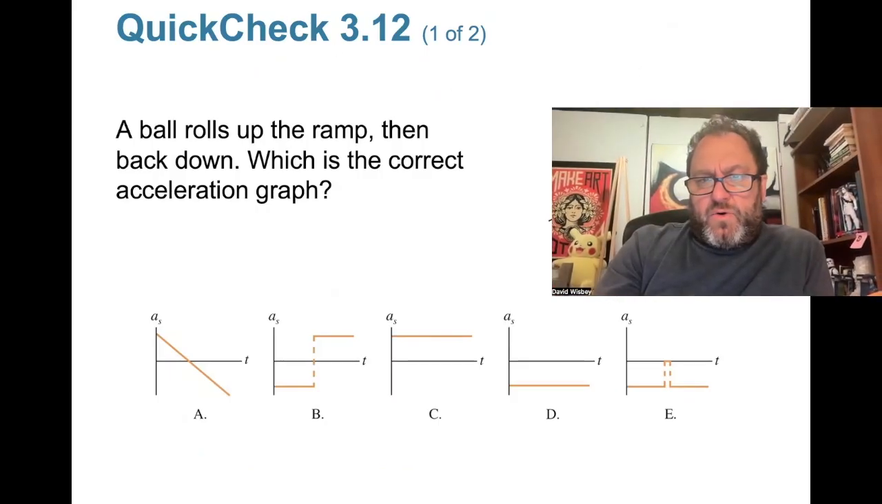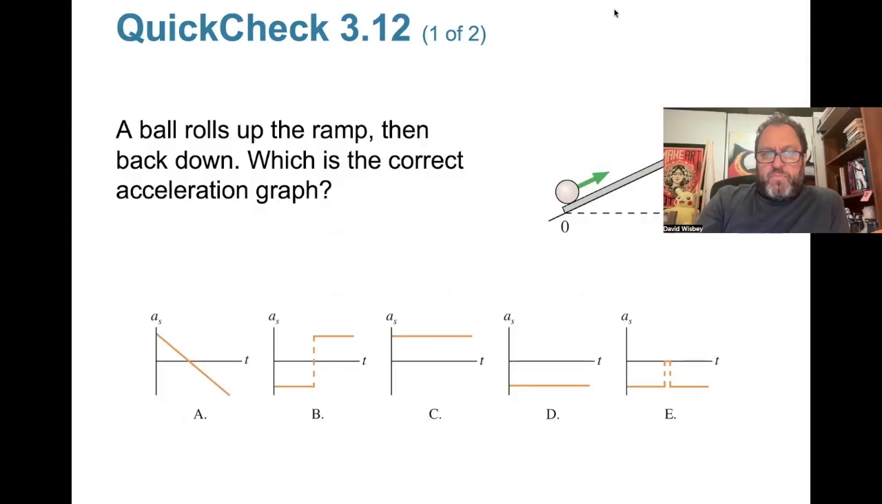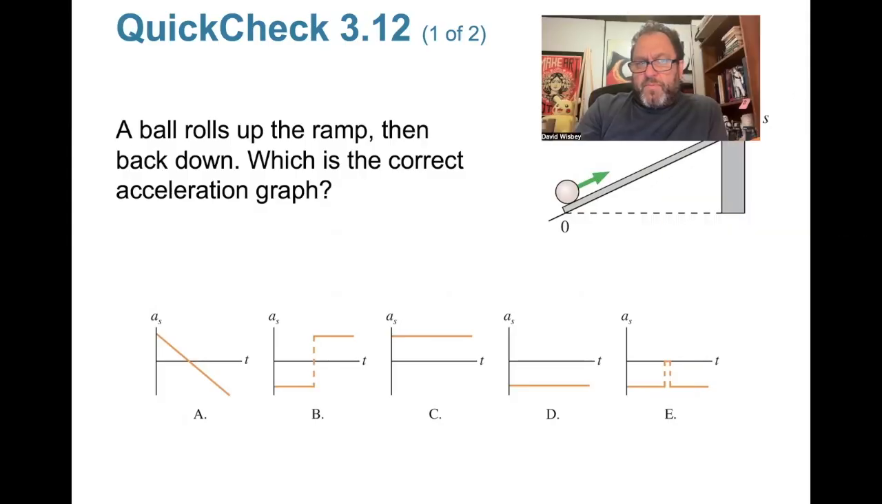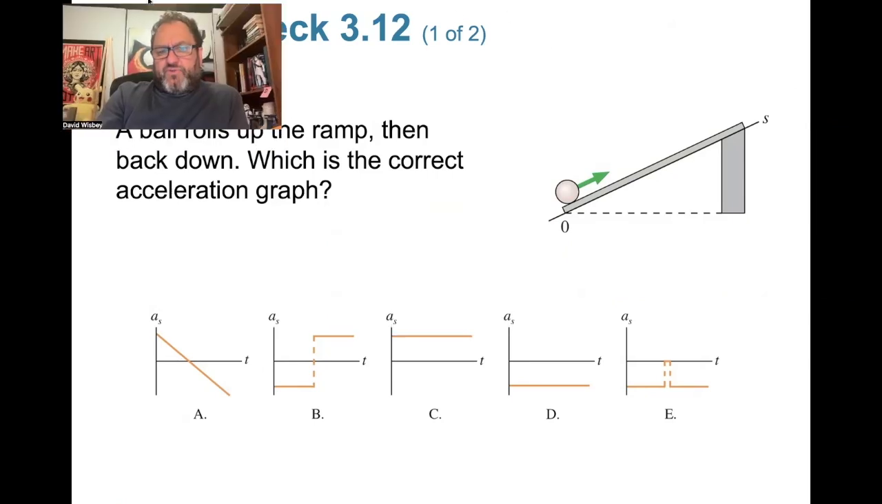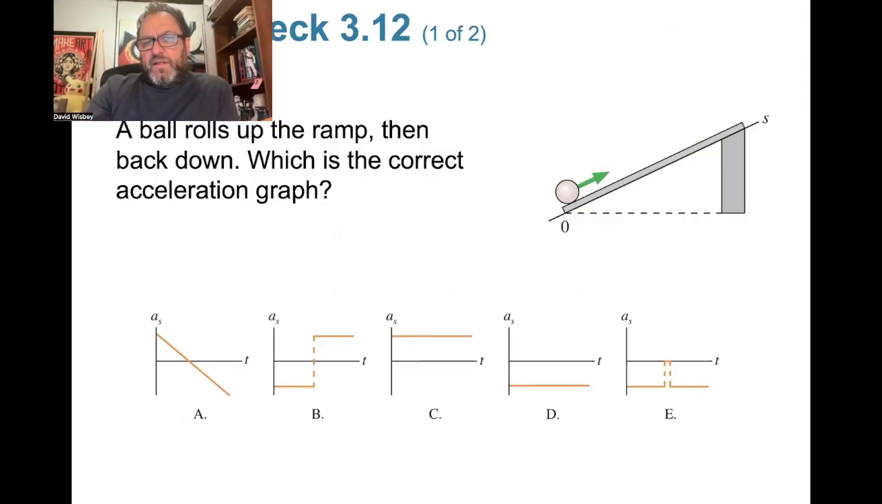Okay, so a ball rolls up the ramp and then it goes back down. Which is the correct acceleration graph? Okay. So just ask yourself one thing. They're asking you for the acceleration. What is the acceleration caused by?